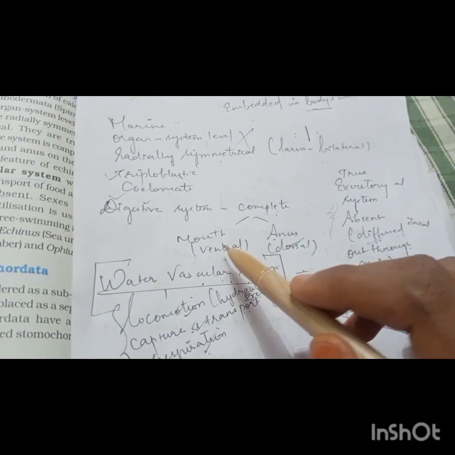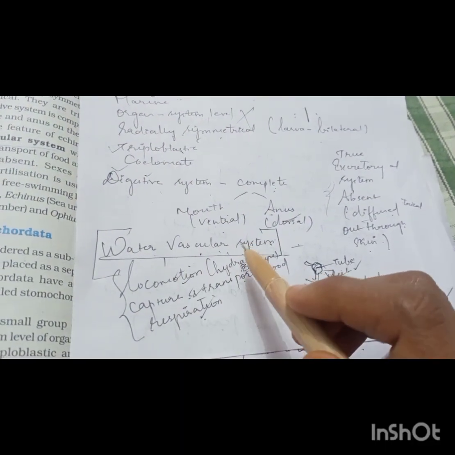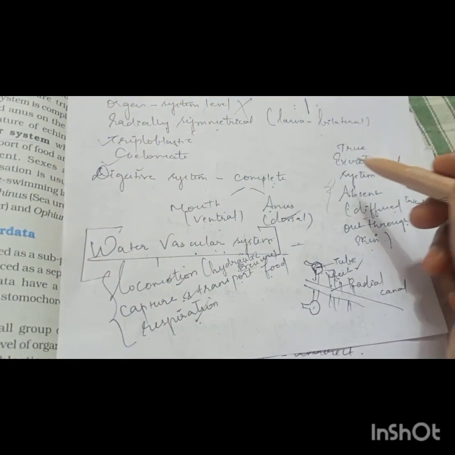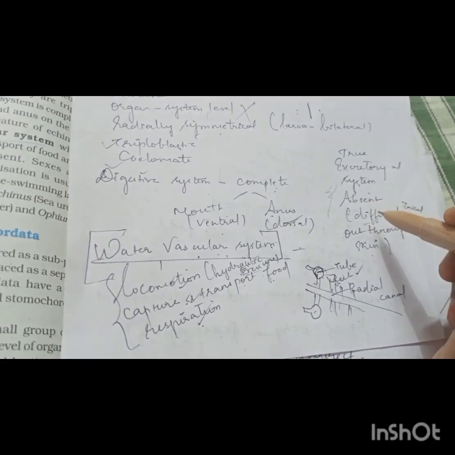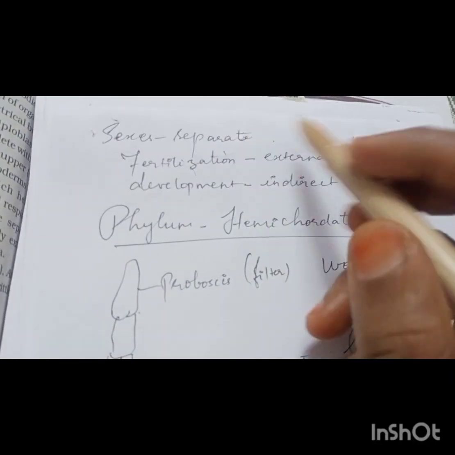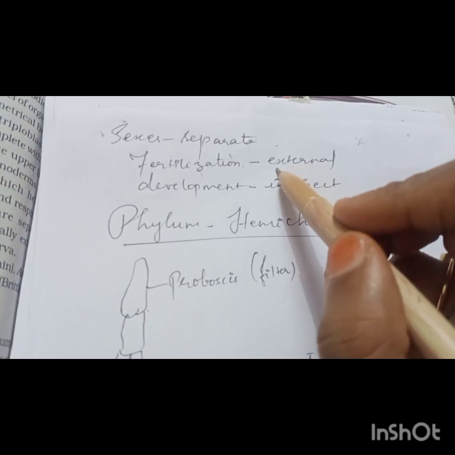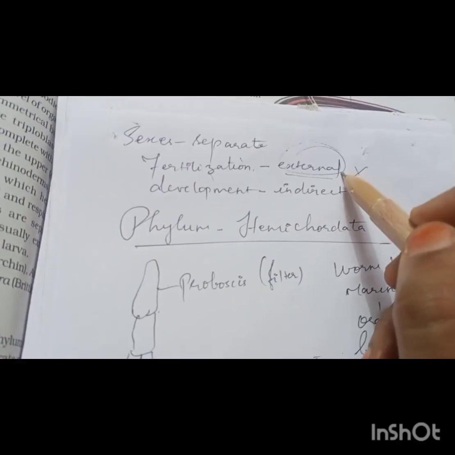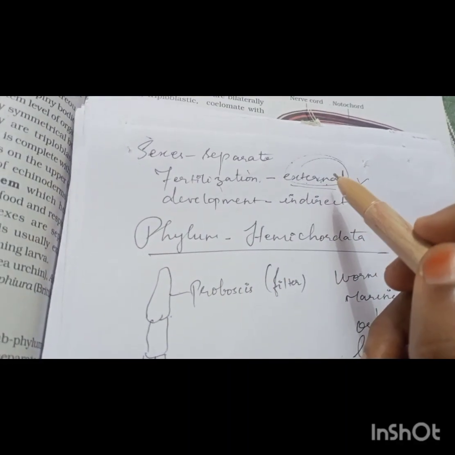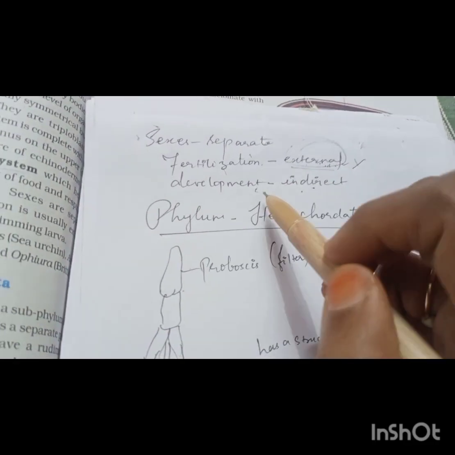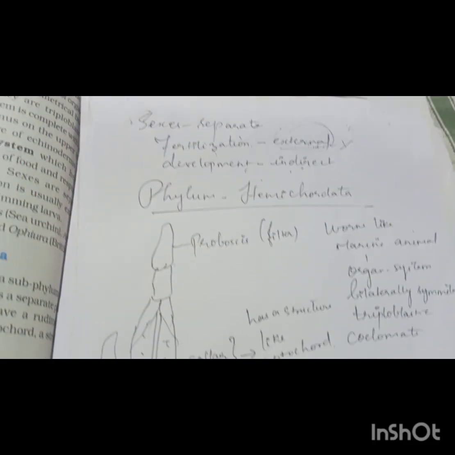The digestive system is complete as it has a separate mouth and anus. The water vascular system is present, which operates on hydraulic pressure and helps in locomotion, capturing and transport of food, and respiration. A true excretory system will not be there, and excretion takes place by diffusion through the skin. The sexes are separate, male and female. Sperm and egg are liberated into water where fertilization takes place, so it is external, the fusion of gametes taking place outside the body. The development is indirect, so the young one will not resemble the parent.